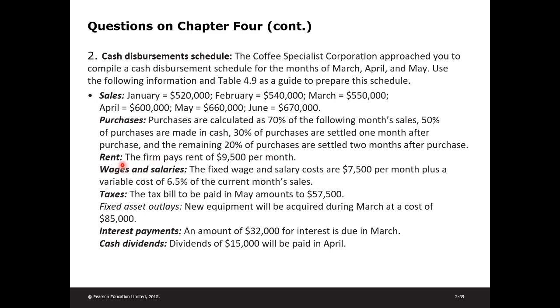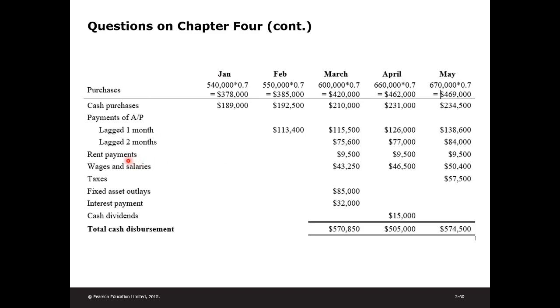Then we will continue to record the rest of the disbursements or the cash outflows we have in the following months. So we have here the firm pays rent of 9,500 per month. So we will record, of course, we are making this cash disbursement schedule for March, April, and May. So these fixed amounts we will record only on these months. So the rent payments will be recorded in March, April, and May, and so on.